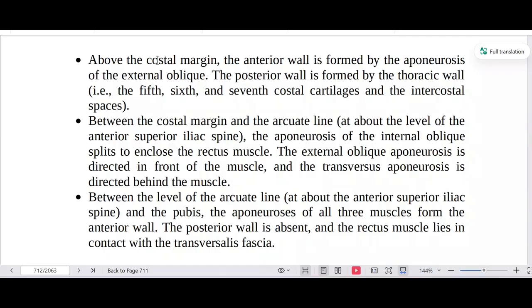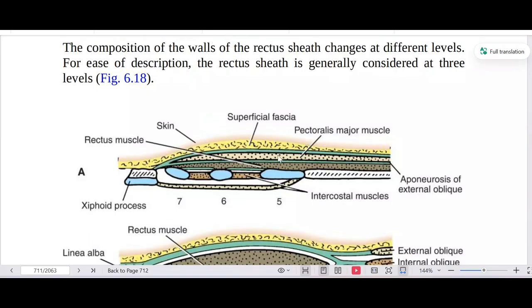That's why the anterior wall is formed by the external oblique, and posteriorly the posterior wall is formed by the thoracic wall. Okay. Now you can further visualize this from this diagram of Snell's. Here the dark brown color is the rectus muscle, and in front of the rectus muscle you can see the green color, which is the aponeurosis of the external oblique. So the aponeurosis of the external oblique forms the anterior wall of the rectus sheath here.